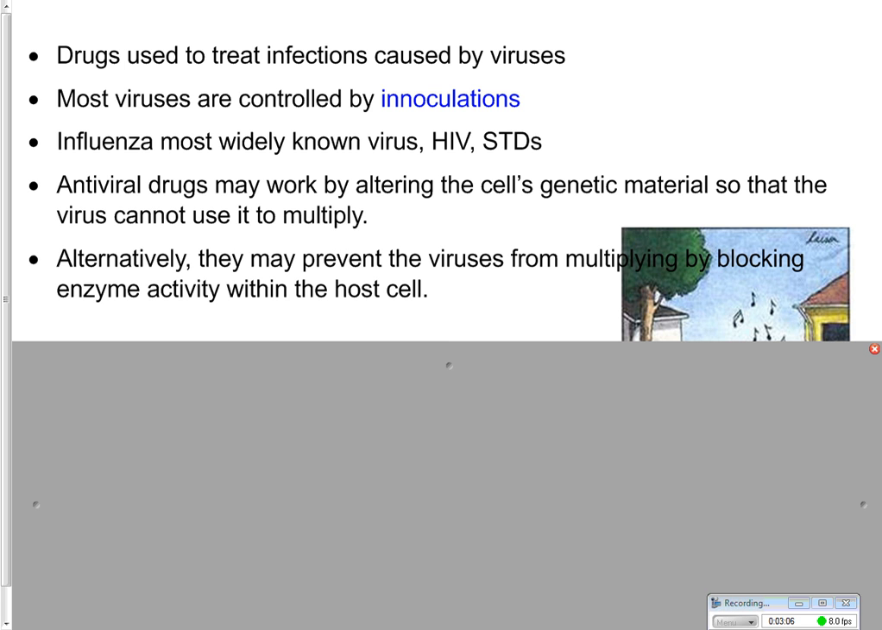Well, the ways that work are outlined there. One of the things it can do is alter the cell's genetic material so that the virus can't use the cell to multiply. The second thing it could do is prevent the virus from multiplying by blocking enzyme activity within the host cell. There are other methods also outlined in your reading, which you can find on Moodle, and you might want to read through those to understand them pretty well.